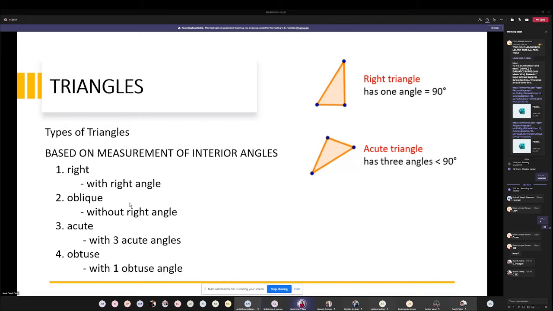If the triangle has one obtuse angle, obtuse meaning greater than 90 degrees, then it's called an obtuse triangle. There's only one angle greater than 90. You cannot have two angles greater than 90 because when you add them, it's more than 180 degrees already. The sum of all the interior angles in a triangle is always 180 degrees. It's not possible to have two or more obtuse angles. There should be one obtuse angle only for an obtuse triangle.